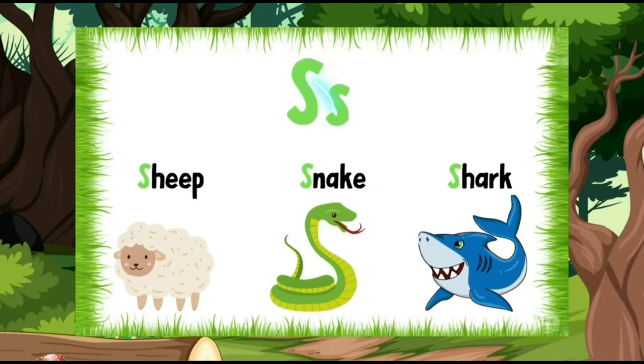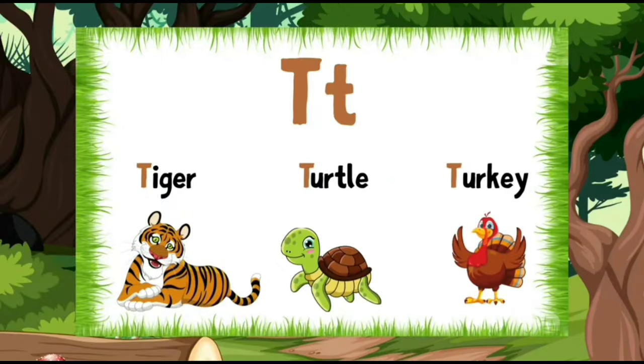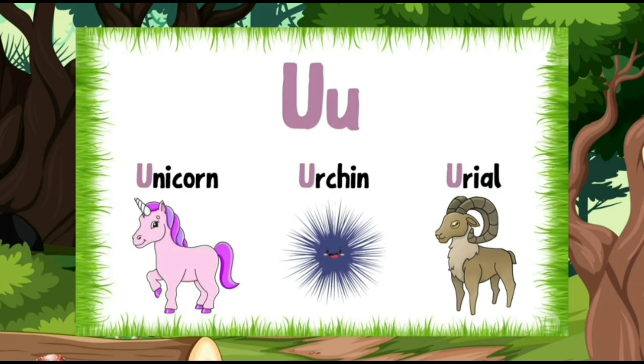S. S is for sheep. Snake. Shark. T. T is for tiger. Turtle. Turkey. U. U is for unicorn. Urchin.